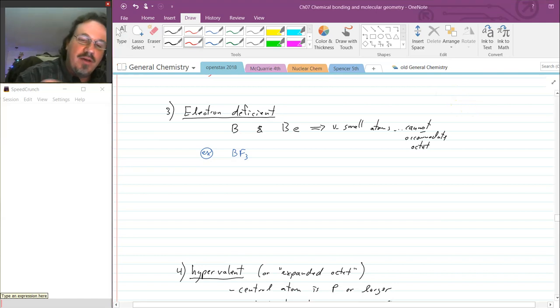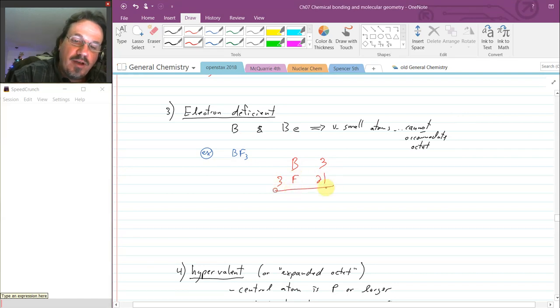Let's try this one. BF3, a stable compound. If we try to do the Lewis electron dot structure, boron, again, is in the third column over, so it's got 3 electrons. I've got 3 fluorines, 7 each, so that's 21. Grand total, 24 electrons to play with. All right, arrange them symmetrically.